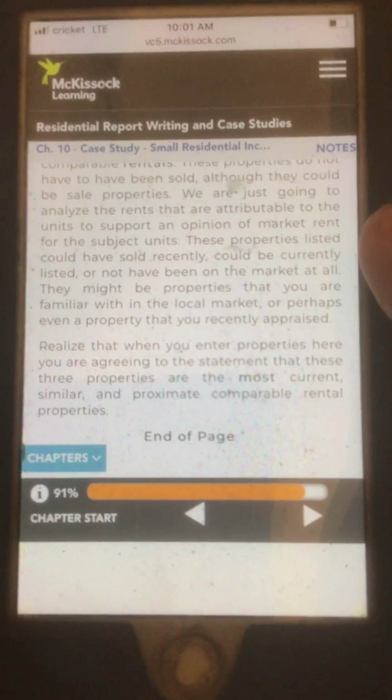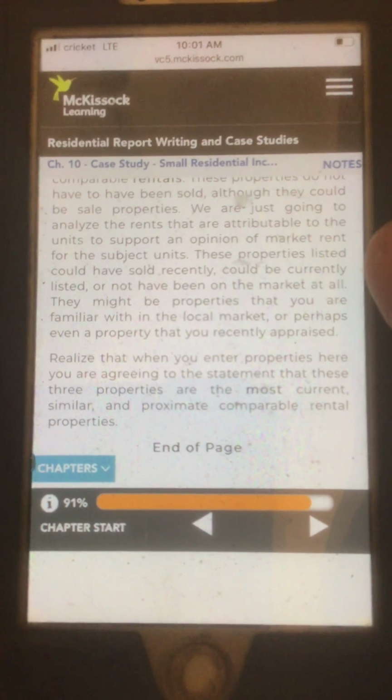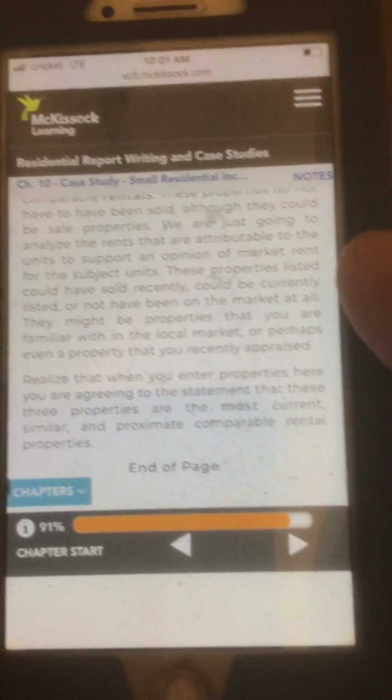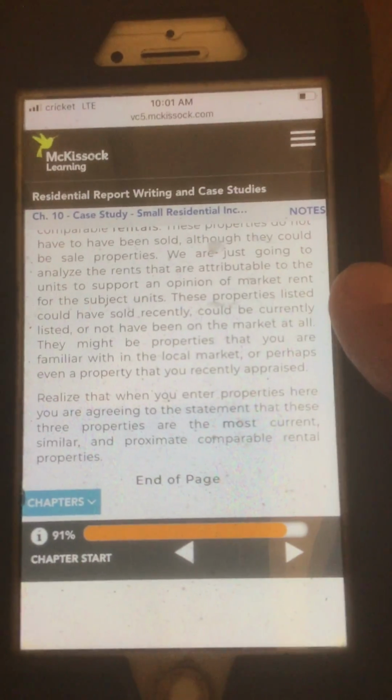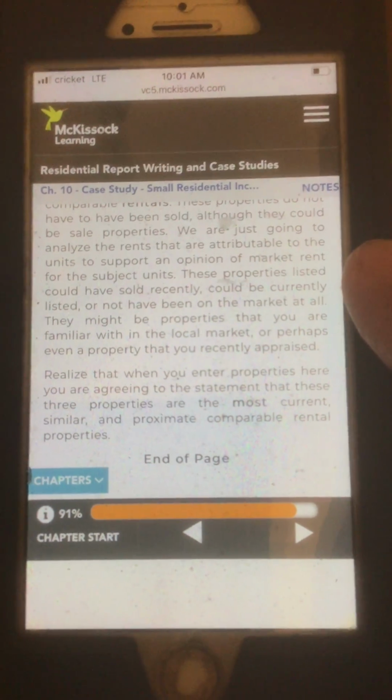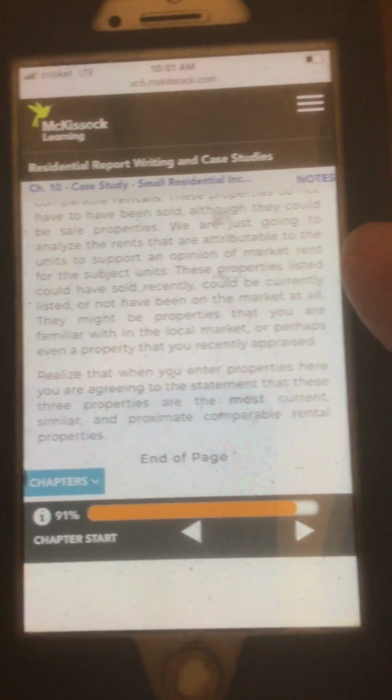They might be properties that you are familiar with in the local market, or perhaps even a property that you recently appraised. Realize that when you enter properties here, you are agreeing to the statement that these 3 properties are the most current, similar, and proximate comparable rental properties.